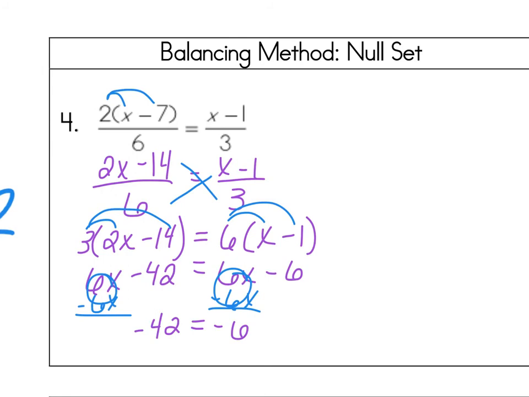And I have a question. Will negative 42 ever equal negative 6? Never. It's never going to happen. Therefore, we have no solution.